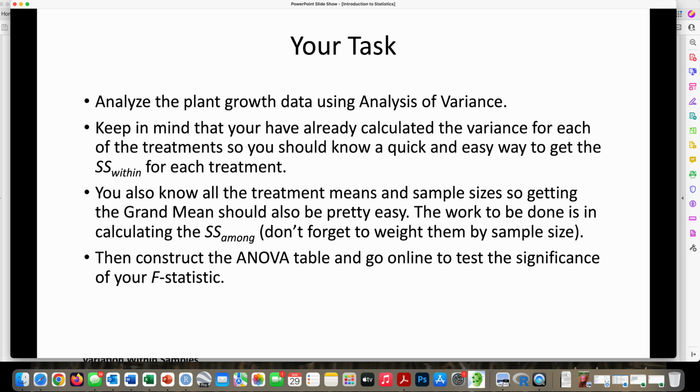So the next thing that they have to do is analyze the growth data using the analysis of variance. They know how to get the sums of squares because they can take the variance, multiply it times the degrees of freedom, and that will return the sums of squares. It's just a mathematical manipulation of the sample variance equation.